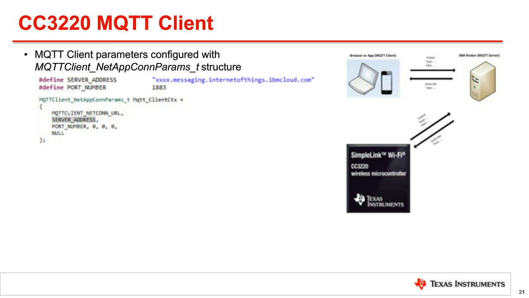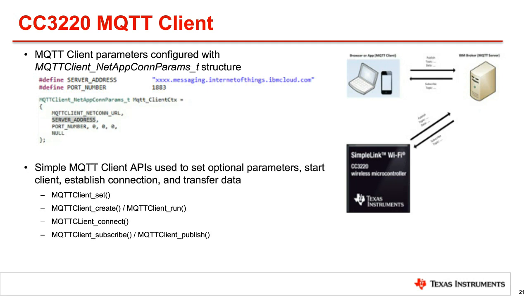Some of the basic MQTT client APIs can then be used to set some additional parameters of the connection if needed, as well as create the client context and run the client. Once the client is running, the application can control when the client connects to the server, subscribes to topics, and publishes to topics using the API call shown here.